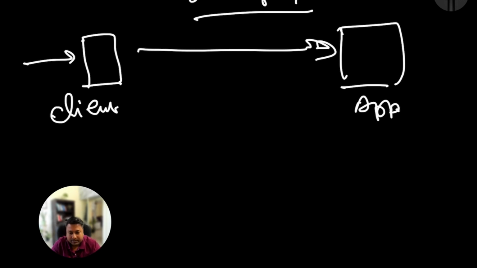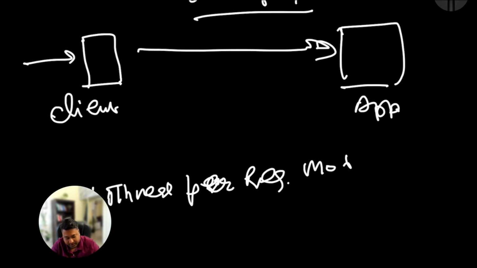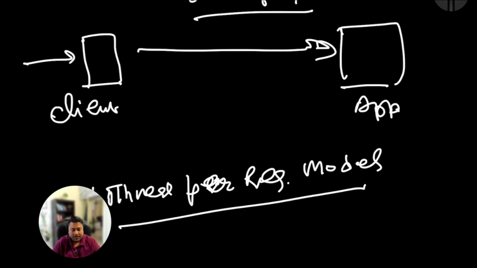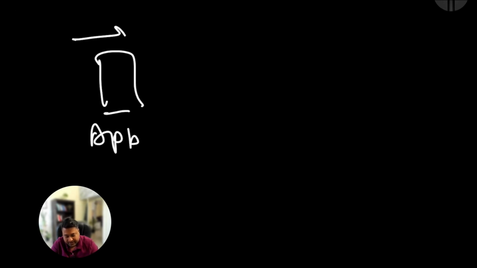Now, once that TCP connection has been made, a particular thread will be assigned to that request to process it further. So it's known as the one thread per request model. Now your app has taken that request and it is being served by one thread.